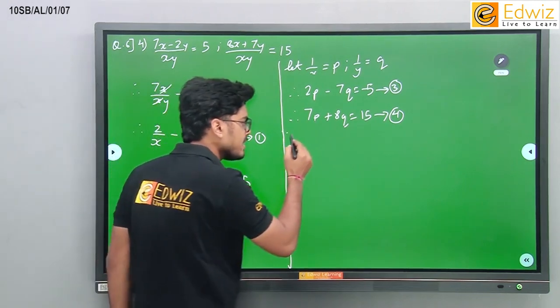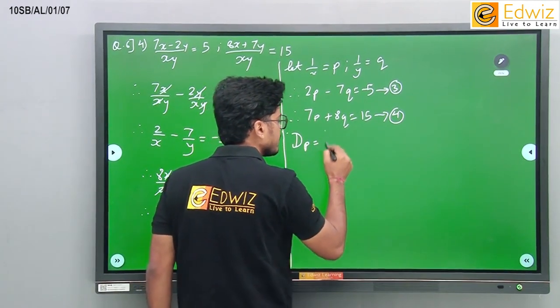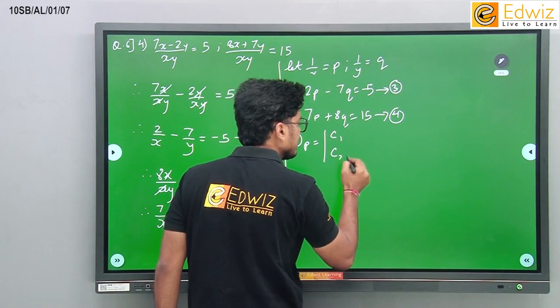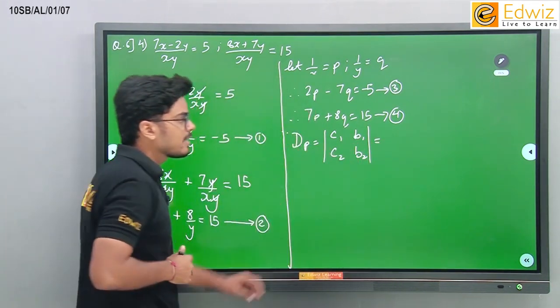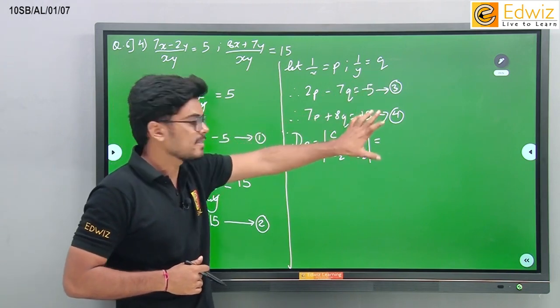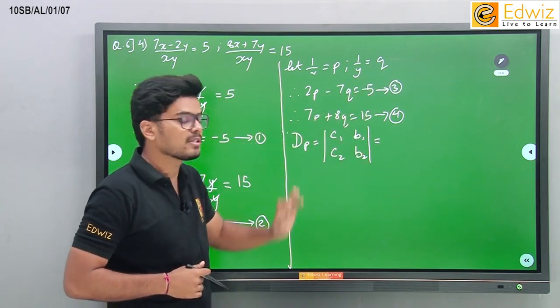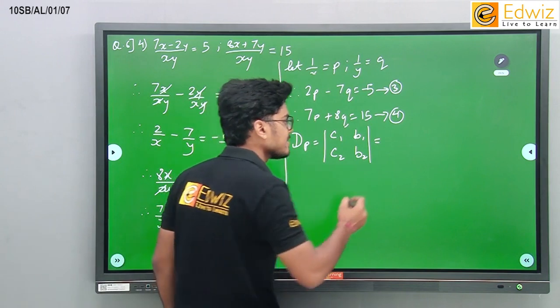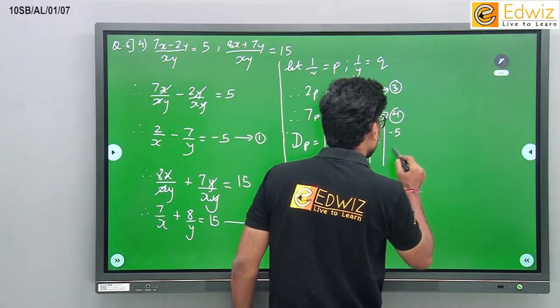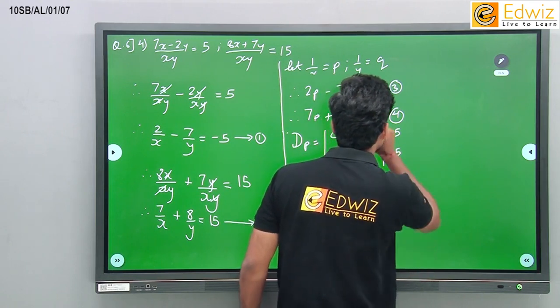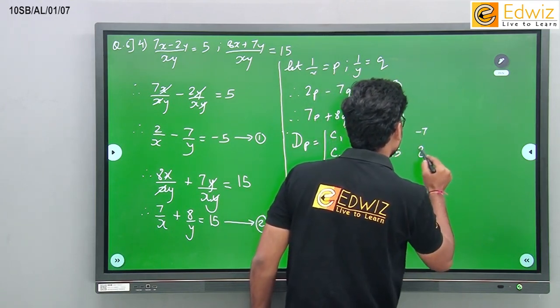So the formula for dP will be, as you know, C1, C2, B1, B2, where C1 and C2 are the constant parts of the equations and B1 and B2 are coefficients of Q. Okay, so let us substitute these values. C1, C2 here is minus 5 and 15. B1, B2 is minus 7 and 8.